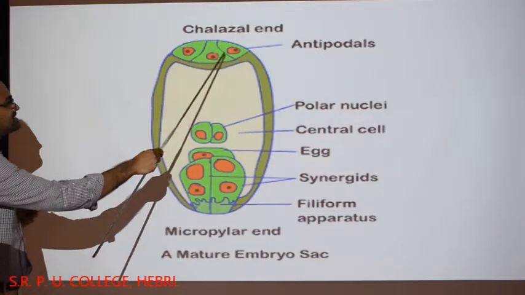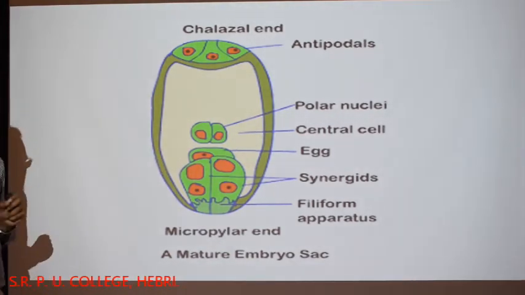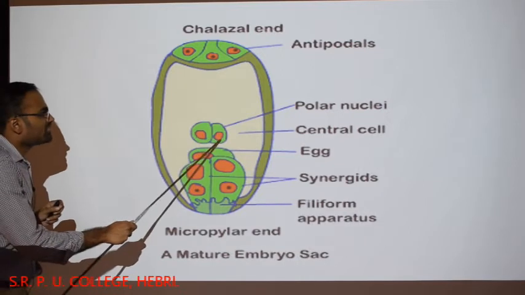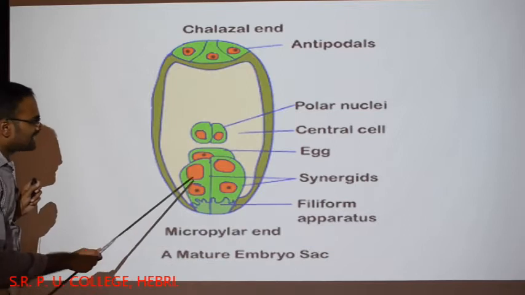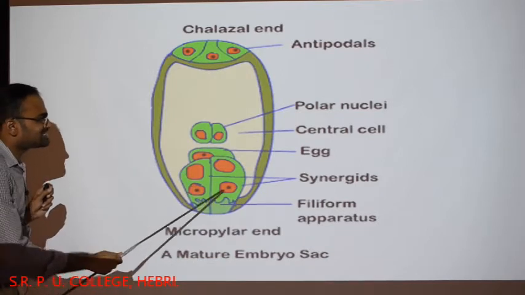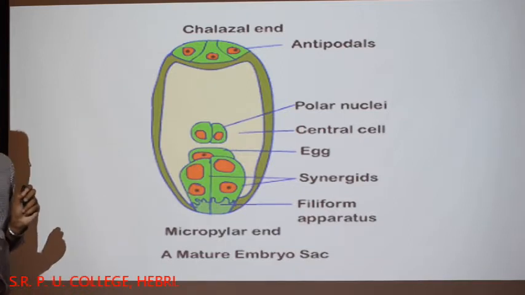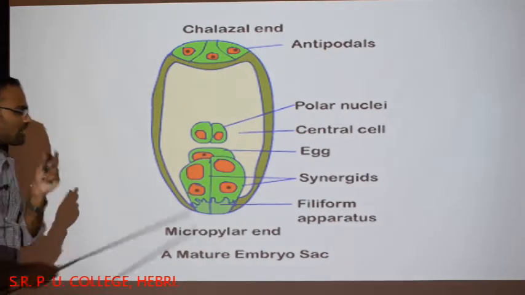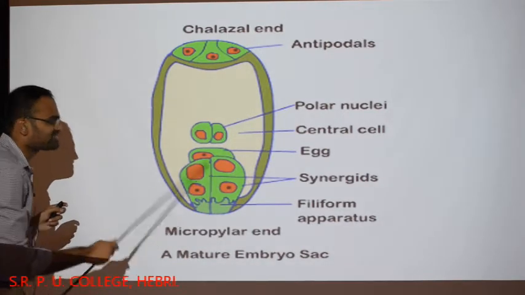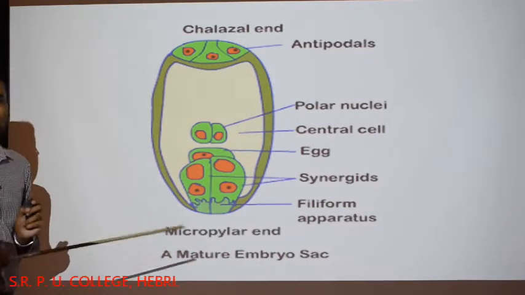3 antipodal cells are at the top of the embryo sac, which are haploid. 2 polar nuclei are at the center, they are also haploid. And at the base, 2 synergids are present, and above that 1 egg cell is present. See, look at the structure. We are getting the egg cell on the upper surface of both synergids. Okay, total 8 cells are present.